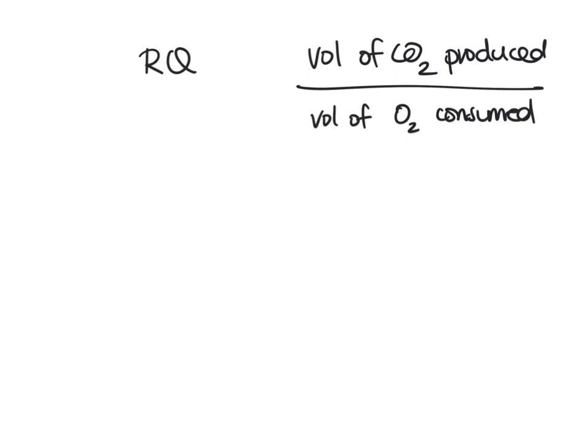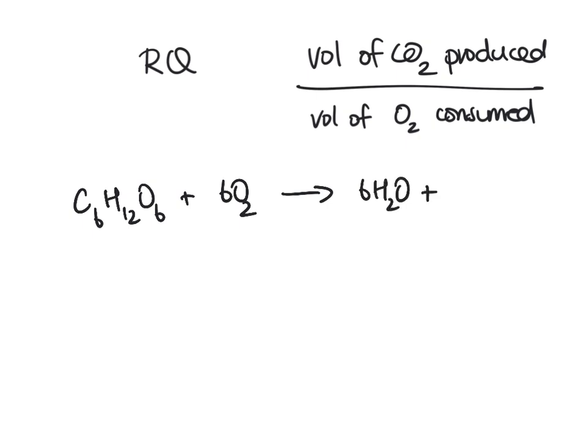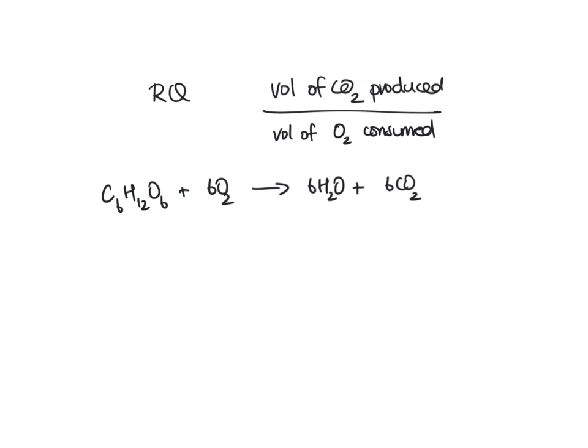Now, if we look at the word equation for glucose as a respiratory substrate, C6H12O6, the balanced chemical equation. Volume of carbon dioxide produced, well, we've got 6, and oxygen consumed is also 6. So the RQ value, if they give you that equation, is 6 divided by 6, which is 1.0.